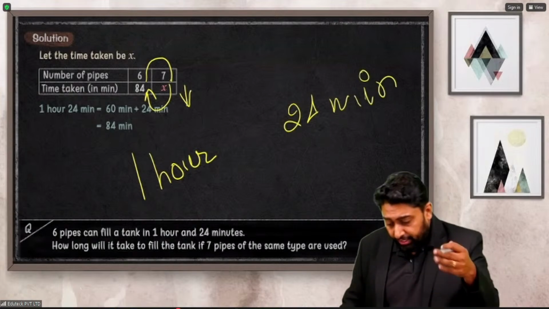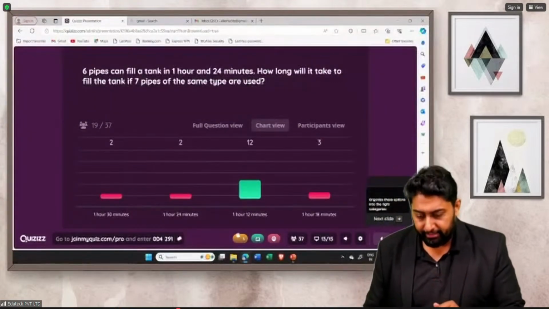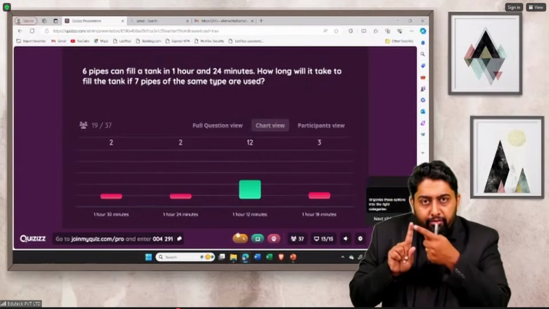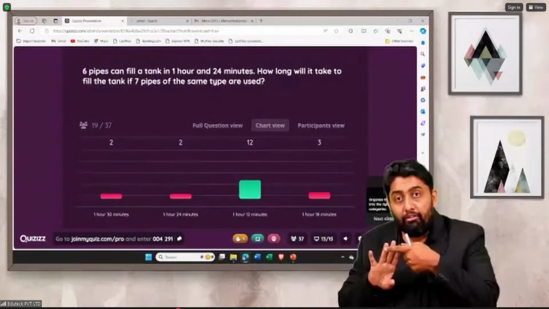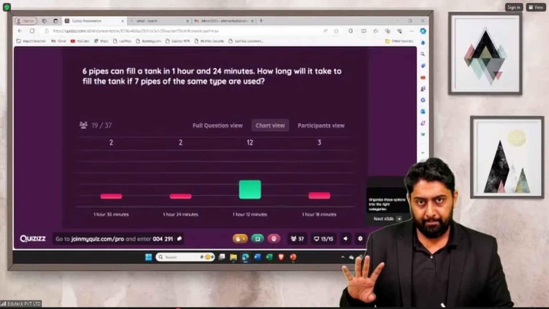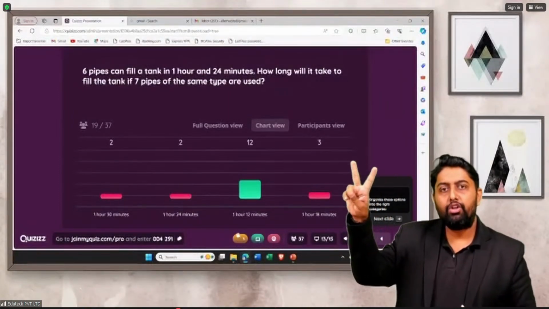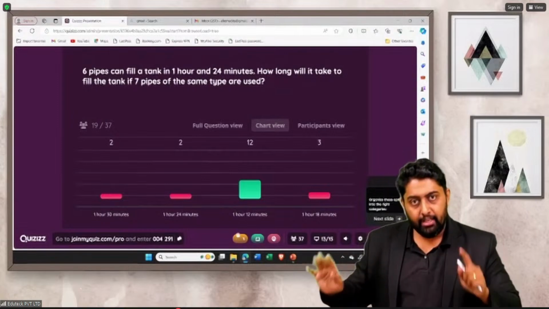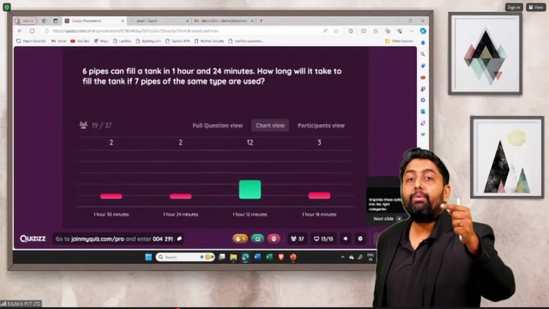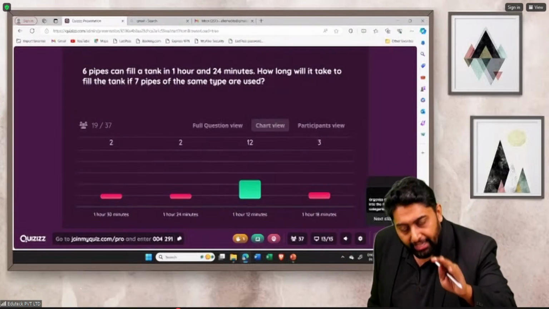So let's try to do some elimination method over here. There was one option of 1 hour 12 minutes, one option of 1 hour 24 minutes, 1 hour 30 and 1 hour 18. Out of these 4, 2 options are already gone. They are eliminated. Why? Because either they are more than 124 or they are actually 124.